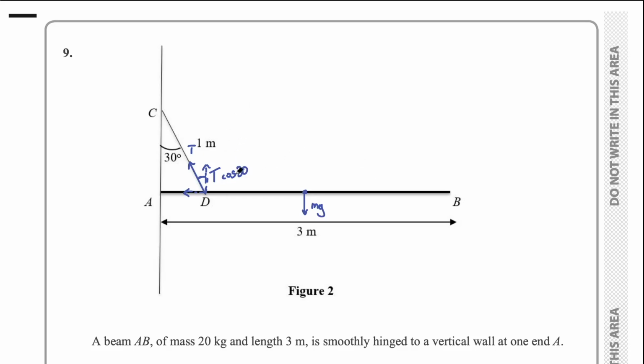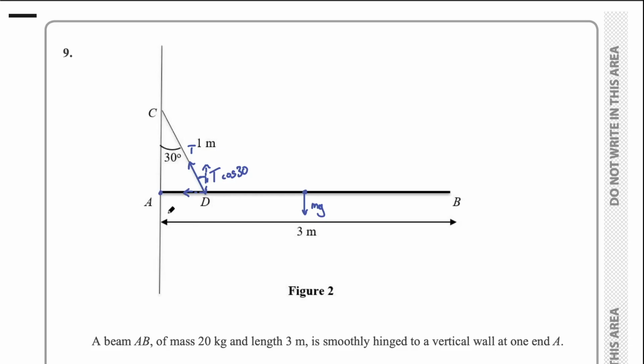Okay, so we have the forces acting on the rod, the weight pulling down, the tension pulling up. Now we need to pick a point on this rod to take the moments around. You could pick the middle of the rod or D, but if we pick A, then we won't have to consider the forces from the wall pushing against the rod.